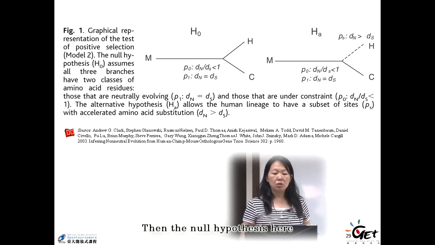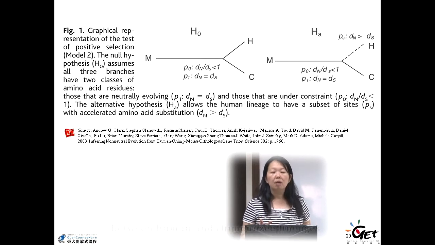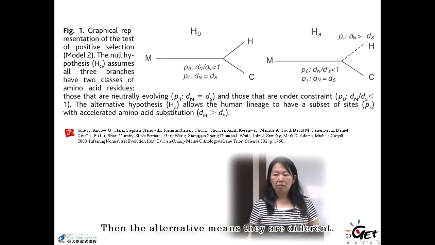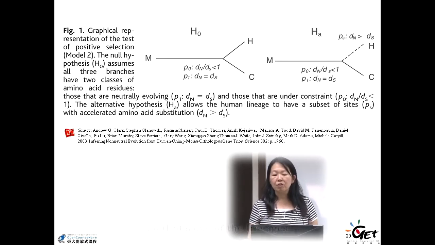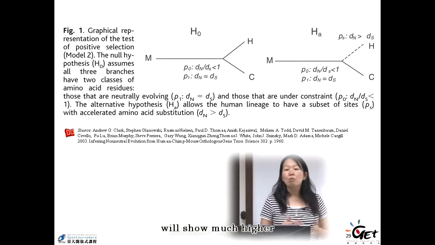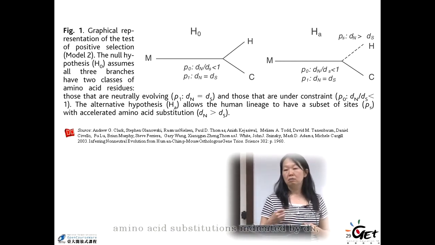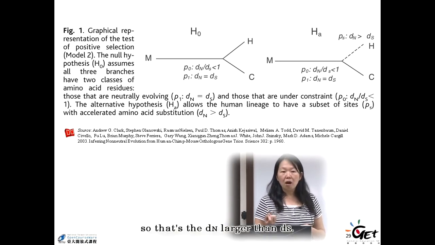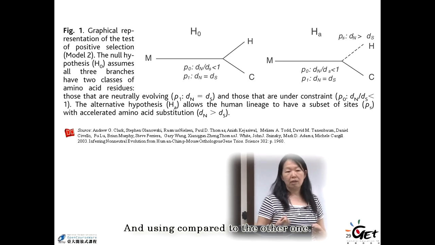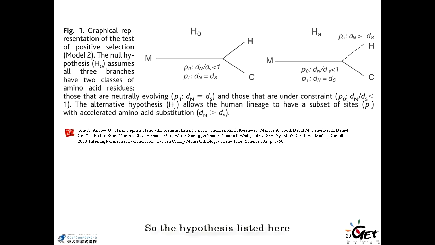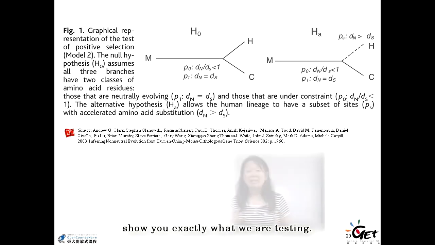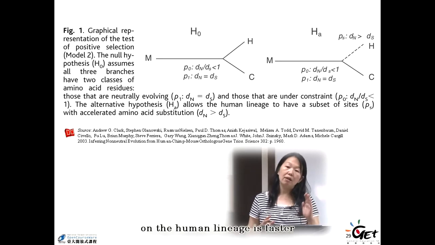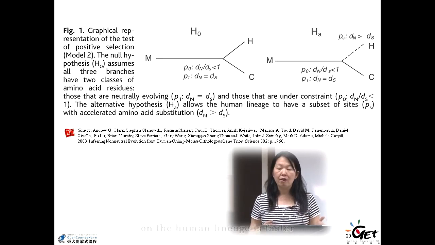The null hypothesis here is showing there's an equal rate between human and chimpanzee lineages. The alternative means they are different. So one of the lineages will show much higher amino acid substitutions, indicated by DN. So that's DN larger than DS, compared to the other one. The hypothesis listing here shows you exactly what we are testing.